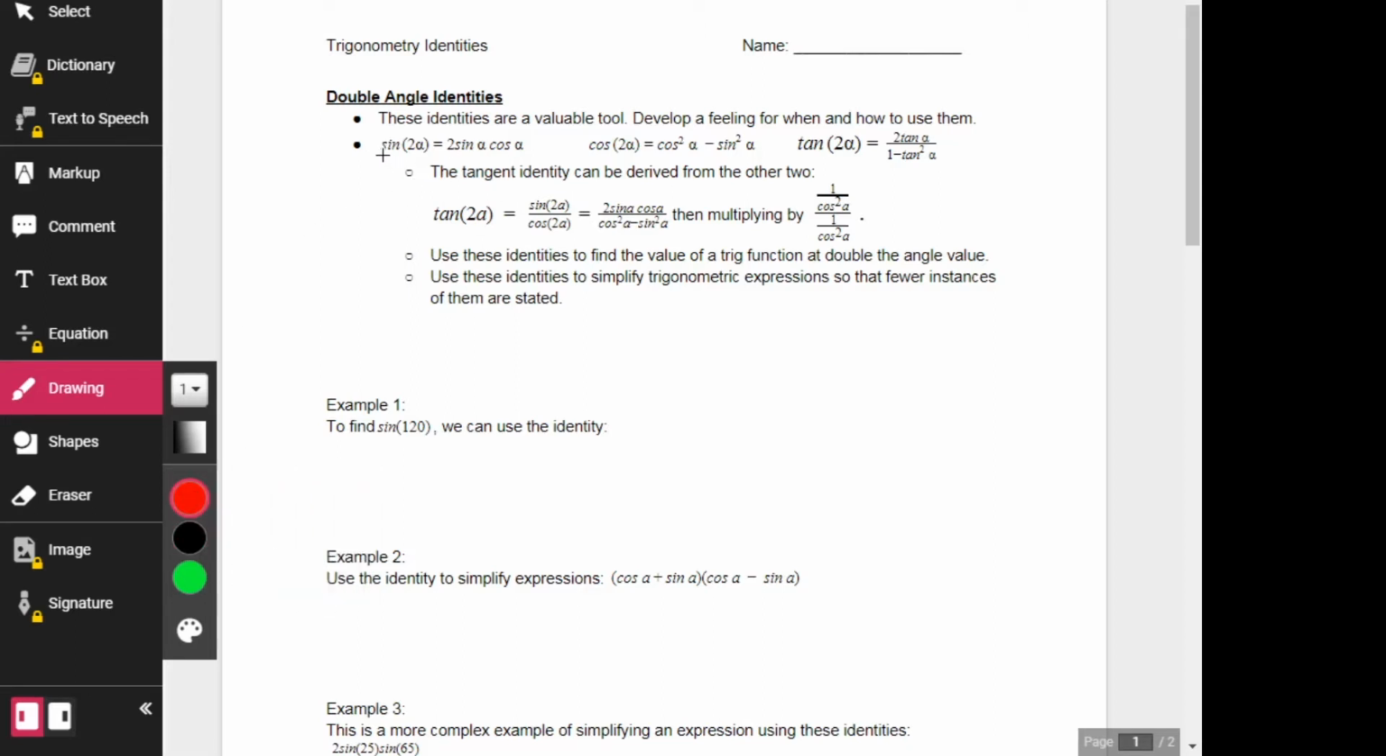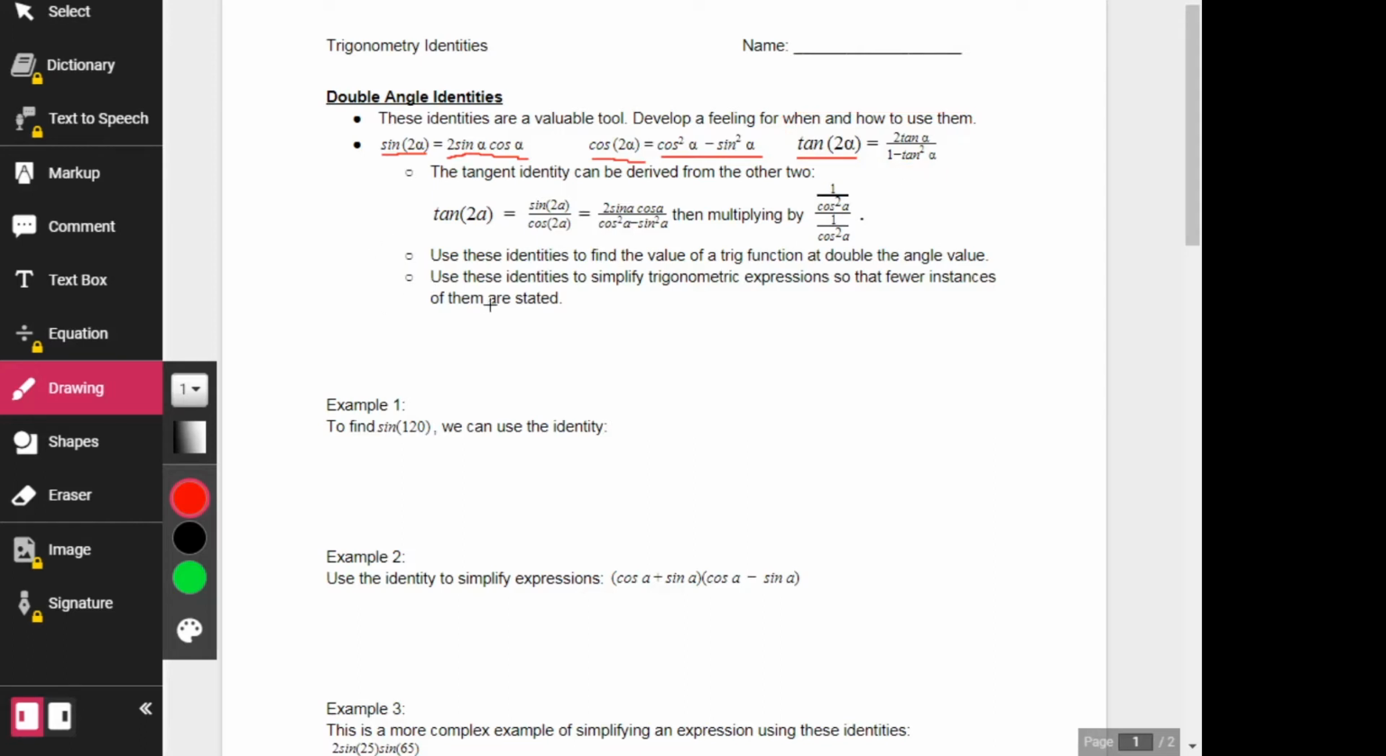Let me use red. So we've got sine of 2a equals 2 sine of a cosine of a. Cosine of 2a equals cosine squared of a minus sine squared of a. And tangent of 2a equals 2 times tangent of a over 1 minus tangent squared of a. The tangent identity, this identity right here, you can actually derive it from the other two identities.